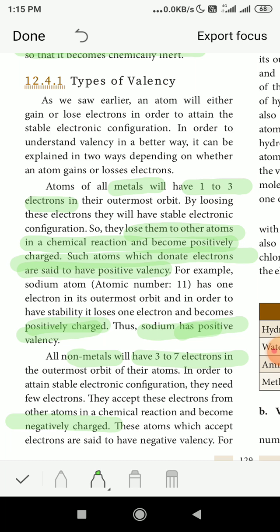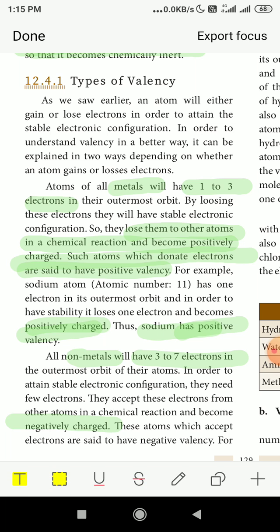Non-metals have 3 to 7 electrons in their outermost orbit. Metals have 1 to 3 electrons in their outermost orbit. So non-metals always gain electrons, so they become negatively charged. Metals always lose electrons, so they become positively charged. Those who are gaining are always negative, those who are losing are positive. Always remember it that way.